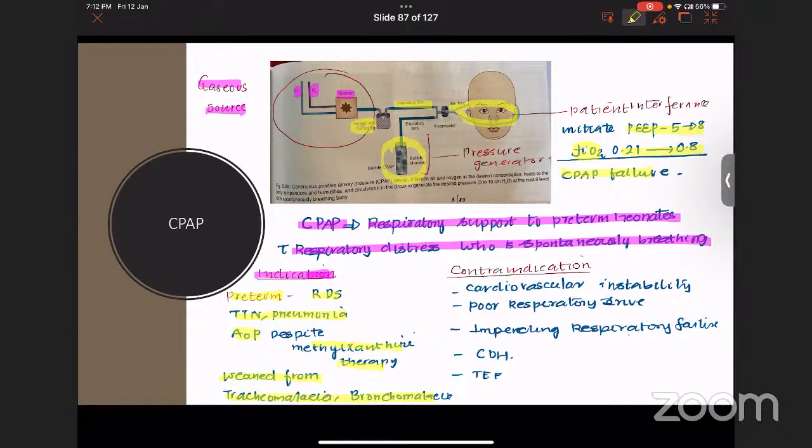This is very important. Whenever the child has severe cardiovascular instability, poor respiratory drive, or impending respiratory failure in the form of PaO2 less than 50 and PaCO2 more than 60, then the child is suffering from impending respiratory failure. And if the child is having severe cardiovascular instability, you cannot give it. That is a contraindication.